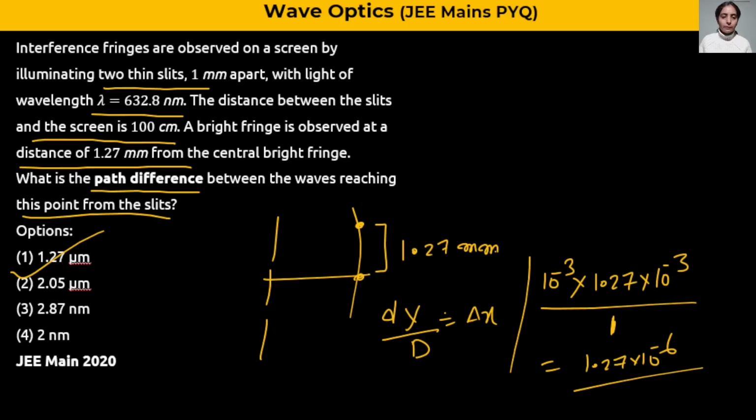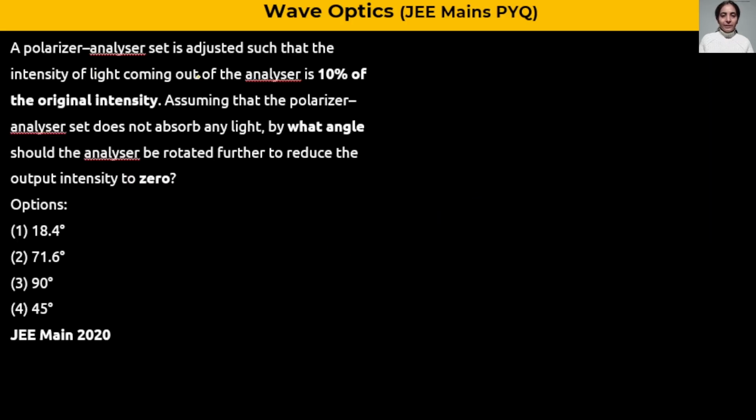Okay, sorted. Chalo. Now let us look at this question. A polarizer analyzer set is adjusted so that intensity of light coming out of analyzer is 10% of the original intensity. Okay. So polarizer analyzer set क्या होता है? एक polaroid है, दूसरा भी polaroid है. Another second one is called analyzer because इसको हम rotate करते हैं in order to check for कौन से angle पे इससे जो light आ रहा है further उसकी intensity इसको rotate करने से कैसे change हो रहा है. Then so this is basically this set and intensity of light coming out of analyzer is 10% of original.